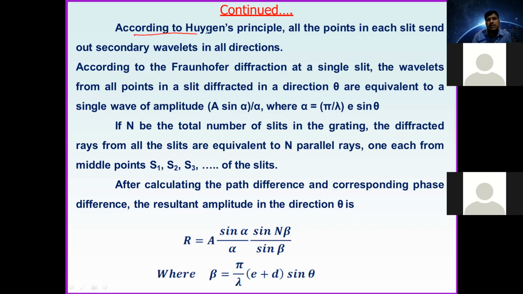Yeah, according to Huygens principle, what happens to us? All points in each slit, according to Huygens itself, what is the meaning of Huygens? What he said is that every point on the wave acts like a source. Again, every point you put on the wave generates secondary wavelets. That is what the principle of Huygens actually is.